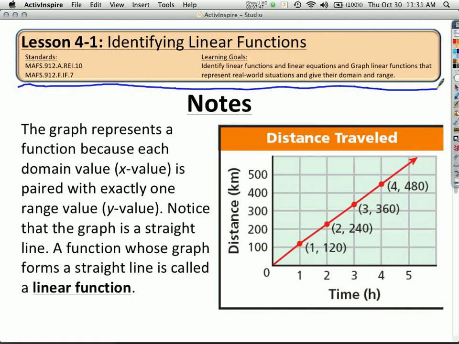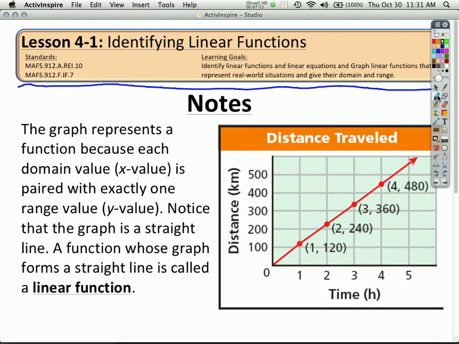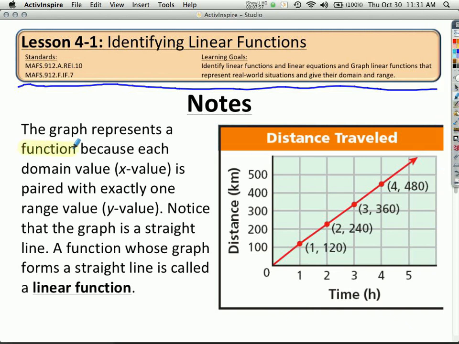So, today we're going to talk about two ideas. One of them you already know. We're going to talk about the idea of a function. And we know that a function means that every x value is only matched with one y value. And it could take a lot of different forms graphically. Here's one example. But in this case, and here's where today's a little bit different, we notice that this formed a perfectly straight line.